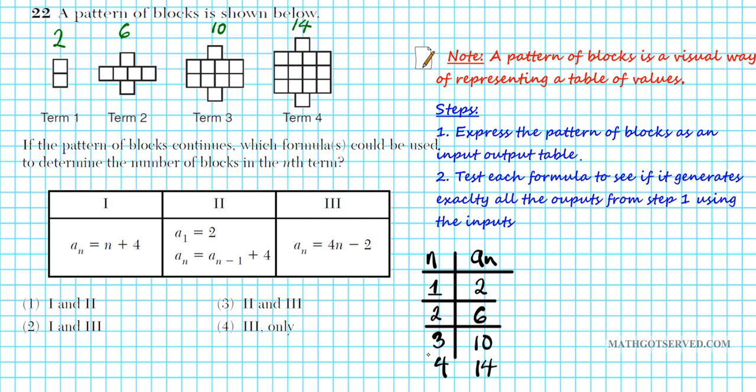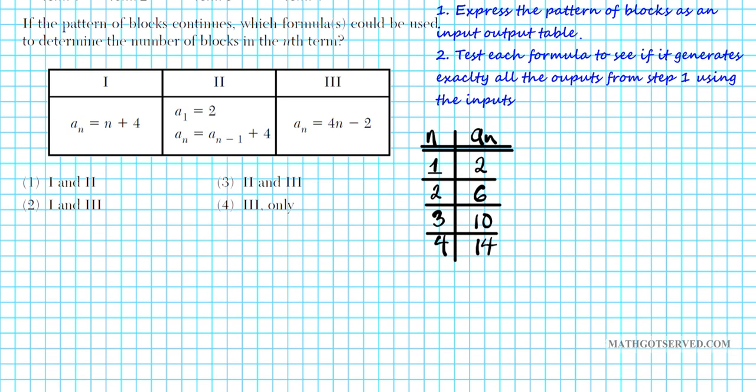n is like your x, and an is like your y. If you do not like n and an, you can always use x and y by all means. I'm just trying to keep it consistent with the notation that we have in our alternatives. Now the goal is to test each of these formulas with these n input values, and we want to see which would generate this exact list of output values.